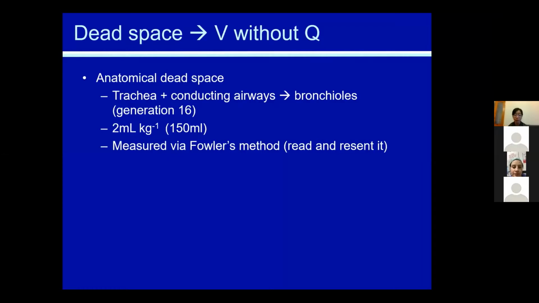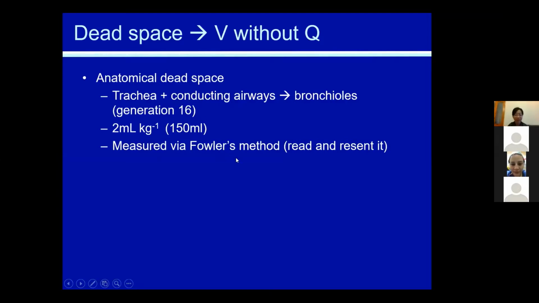Random MCQ fact, generation 16 is the last generation of anatomical dead space. So generations of your airways, your trachea is generation 1, your main bronchi is generation 2, all the way down to generation 16 is anatomical dead space. Anything from generation 17 to I think 23 are your gas exchange airways. The total anatomical dead space, MCQ fact, is 2 millilitres per kilogram. So in your 75 kilo man, this would be 150 mL.